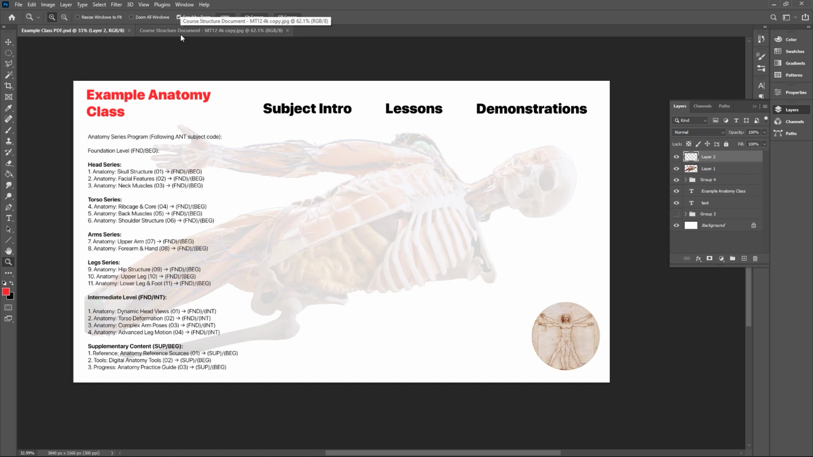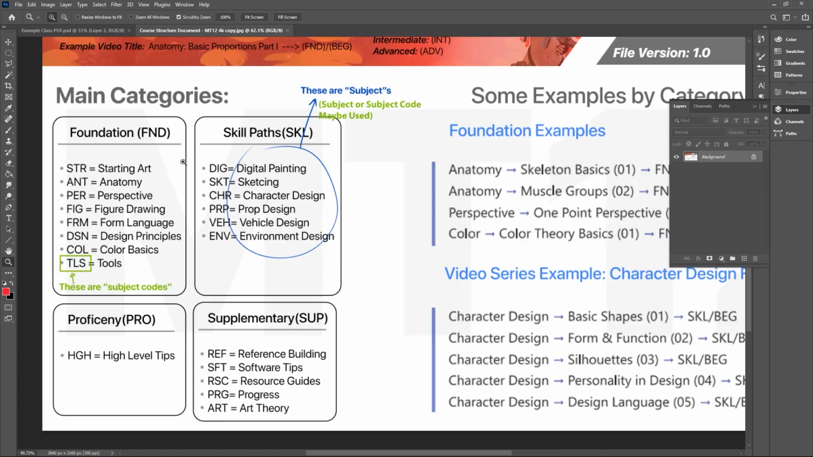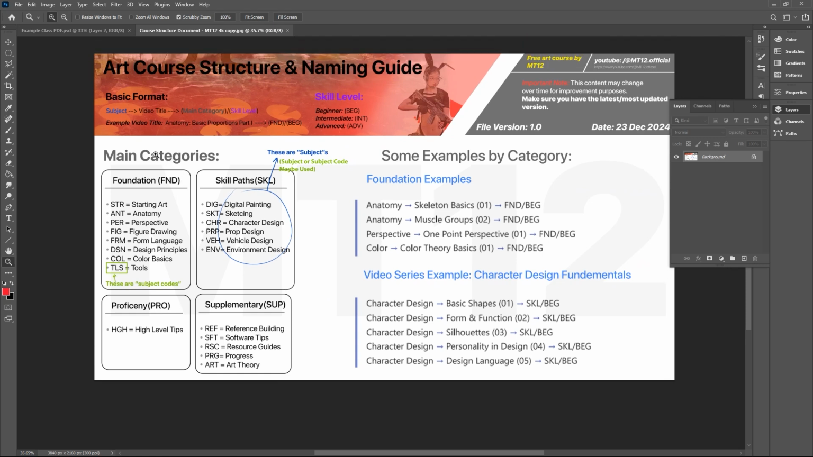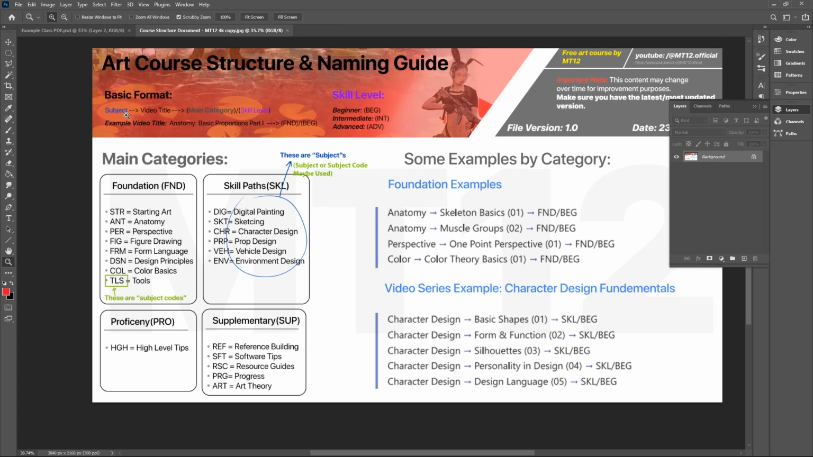Okay, so let's go to the course structure document here. This is pretty much self-explanatory. You can see that this is the basic format: the subject, video title, main category, and skill level. And just to make this video, I had to upload some videos on the internet for you to be able to see what I'm planning.